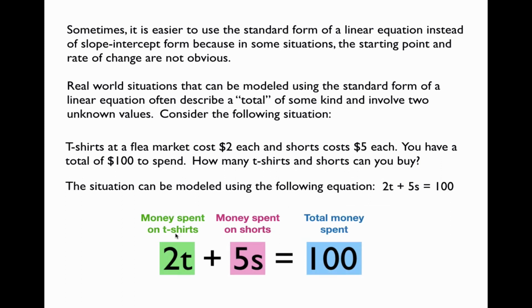Now, why is this? Well, 2t, the first term, represents the amount of money that is going to be spent on shirts. The second term, 5s, represents the money spent on shorts. And of course, when you add the money spent on t-shirts and shorts, you get the total amount of money spent. This is why standard form is used to represent these totals, because the form of the equation is something combined with something else equals that sum, which is a total.